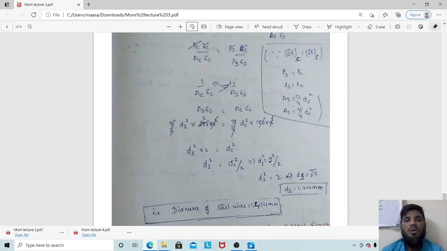ds square is equal to 2 square by 2. 2 square value is 4. 4 upon 2 is 2. Therefore, ds square is equal to 2, which is ds is equal to under root of 2, because I want the value of ds alone.